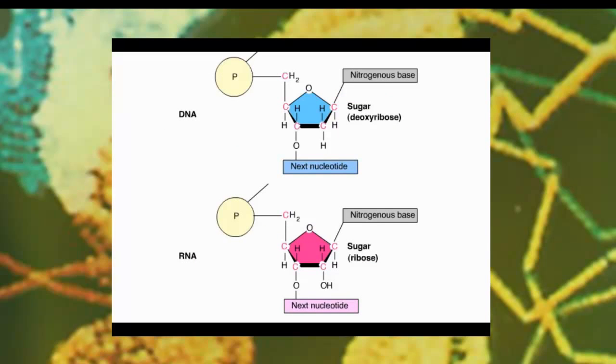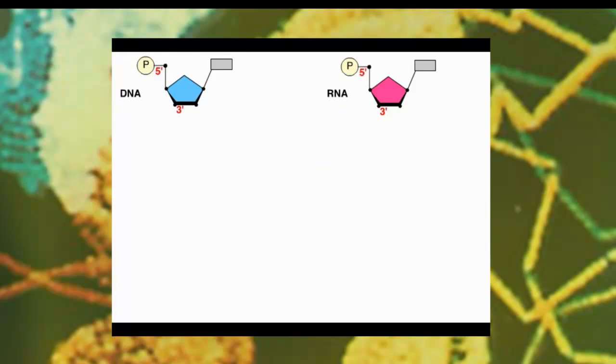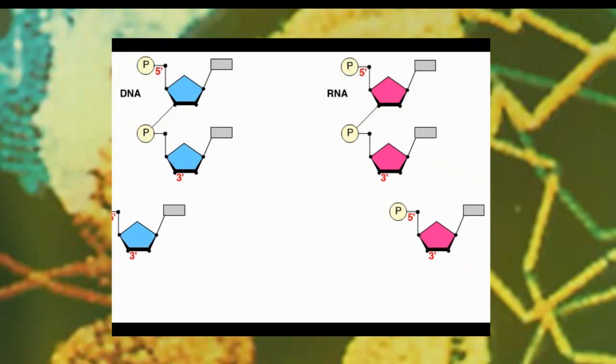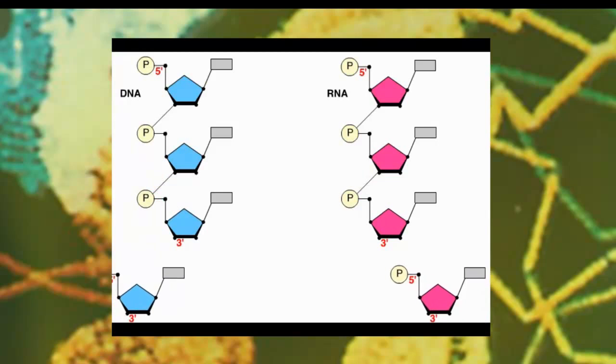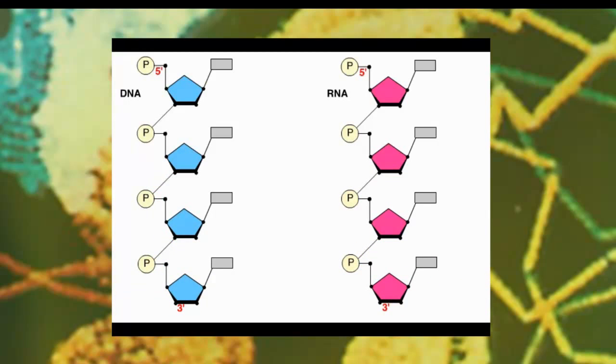For convenience, the carbon atoms in a nucleotide sugar are numbered, beginning with the carbon atom bonded to the nitrogenous base, moving around the ring, and up to the carbon that is bonded to the phosphate group. The 1' carbon is bonded to the nitrogenous base, the 3' carbon to the next nucleotide, and the 5' carbon to the phosphate group. DNA and RNA are polynucleotides, long chains of nucleotides. Polynucleotides are always assembled in the 5' to 3' direction. A covalent bond forms between the carbon at the 3' position of a nucleotide and the phosphate group at the 5' position of the next nucleotide.